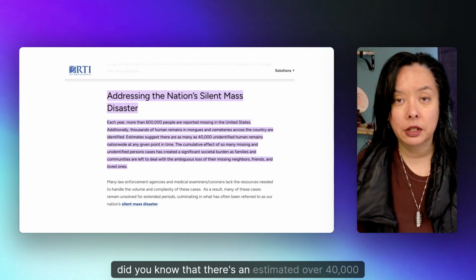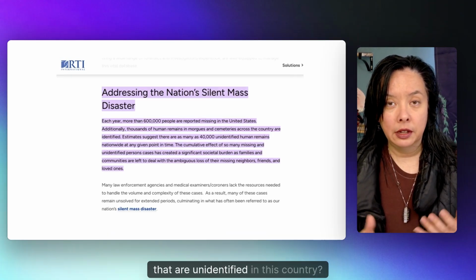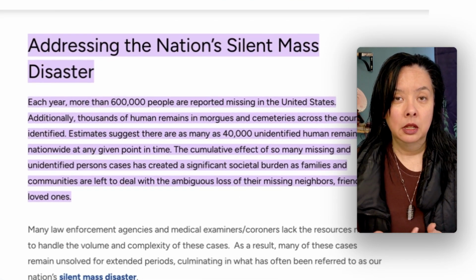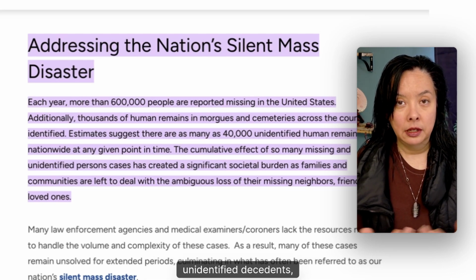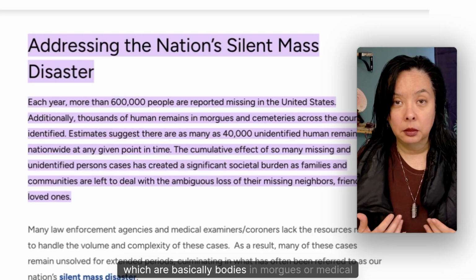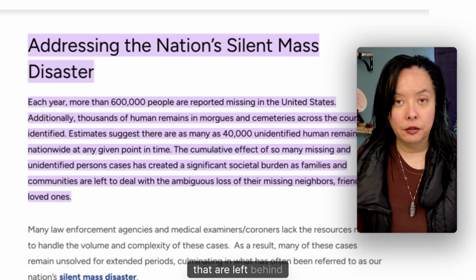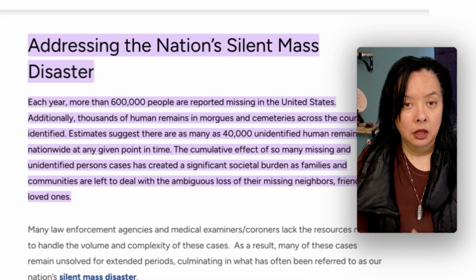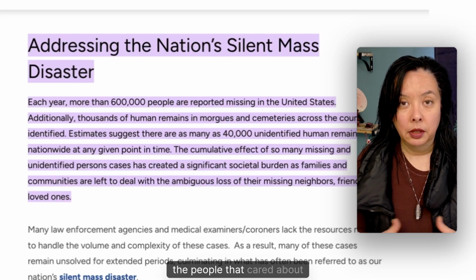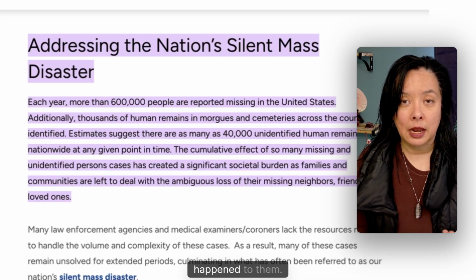Did you know that there's an estimated over 40,000 people that are unidentified in this country? It's called by some the nation's silent mass disaster. All of these unidentified decedents, which are basically bodies in morgues or medical examiners' offices that are left behind, are unidentified. So the people that work in these places don't know where to send them, and the people that cared about these individuals don't have any answers of what happened to them.